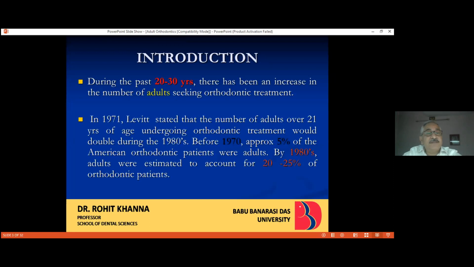In 1971, Levitt stated that the number of adults over 21 years of age undergoing orthodontic treatment would double during the 1980s. Before 1970, approximately 5% of American orthodontic patients were adults. By the 1980s, it was estimated to account for 20 to 25% of orthodontic patients, almost 4 times the 1971 data.